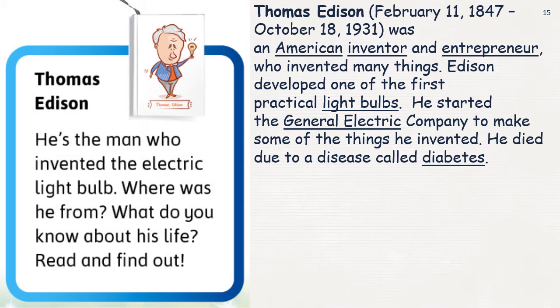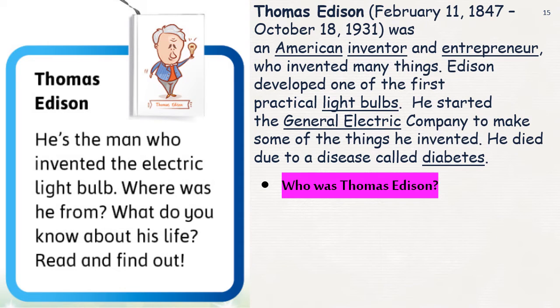Okay. Thomas Edison, February 11, 1847 to October 18, 1931. He was an American inventor and entrepreneur who invented many things. Edison developed one of the first practical light bulbs. He started the General Electric Company to make some of the things that he invented. He died due to a disease called diabetes.